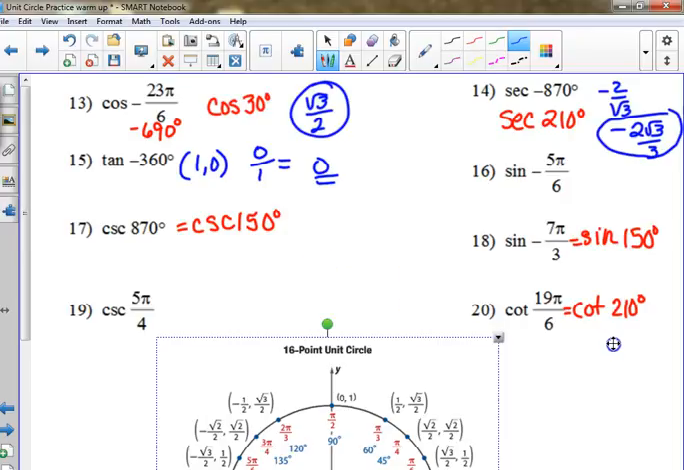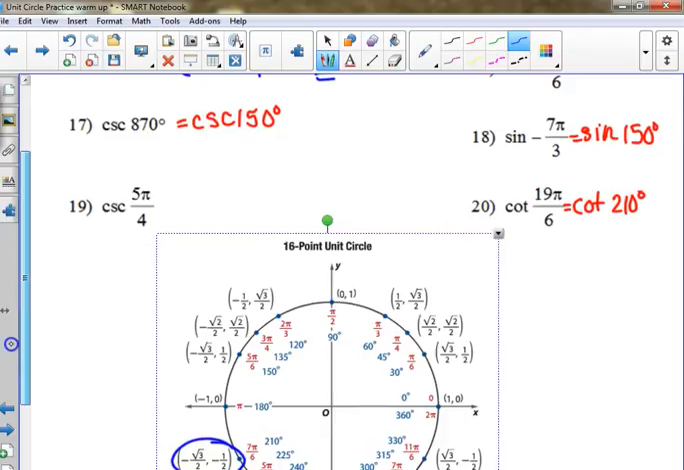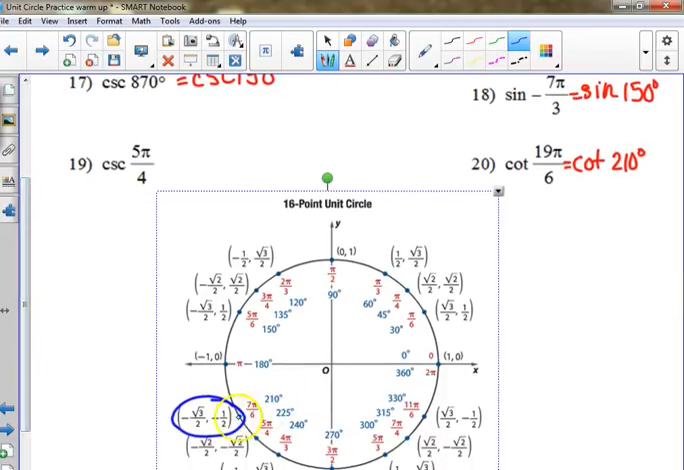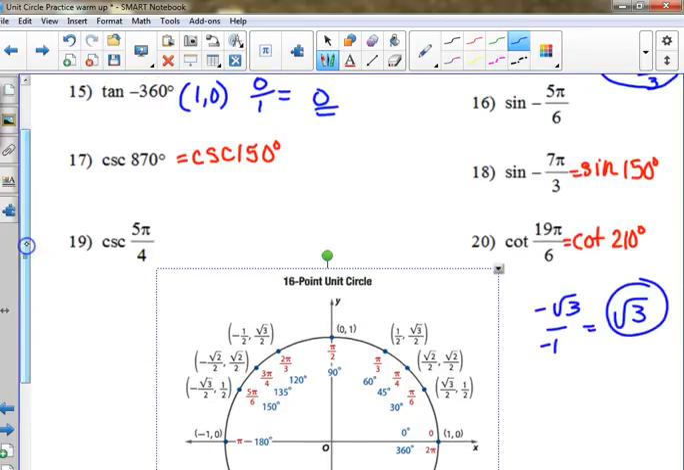Michael, pick one. Okay, cotangent. I did 19 times 180 divided by 6 and then subtracted off a bunch of stuff and I got 210 just to try to get us there faster. And 210 was down here. Cotangent is x over y, so it's negative square root of 3 over negative 1, which is positive square root of 3. Everybody agreeing with Michael? Who got that far? I know some of you probably didn't. Reagan, you got one for me?